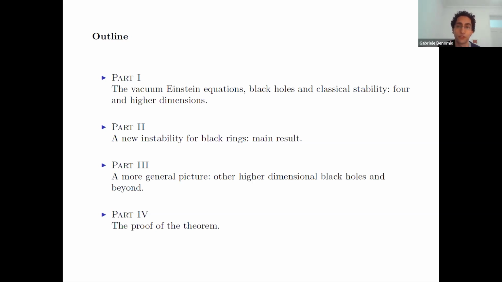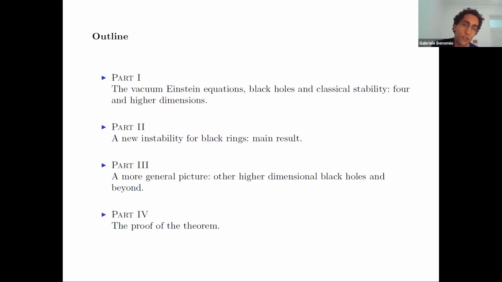While in four dimensions, all stationary vacuum black holes are believed to belong to a single family of black holes, which is known as the Kerr family, and they're expected to be dynamically stable, in higher dimensions there exists a whole zoo of new stationary vacuum solutions, and some of these new solutions are expected to be unstable.